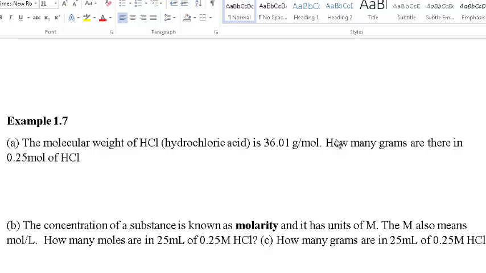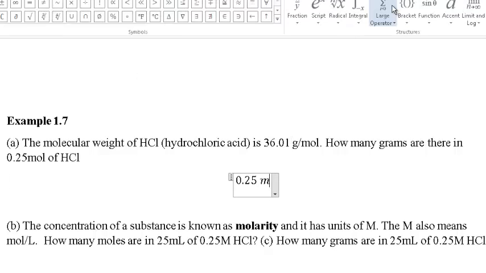And what are we asked? We're asked how many grams. Well, what is the conversion factor given to us? This is the conversion factor given to us, 36.01 grams per mole. So without even knowing what a mole is, or maybe having a little bit of a clue what a gram is, you can still solve this problem.